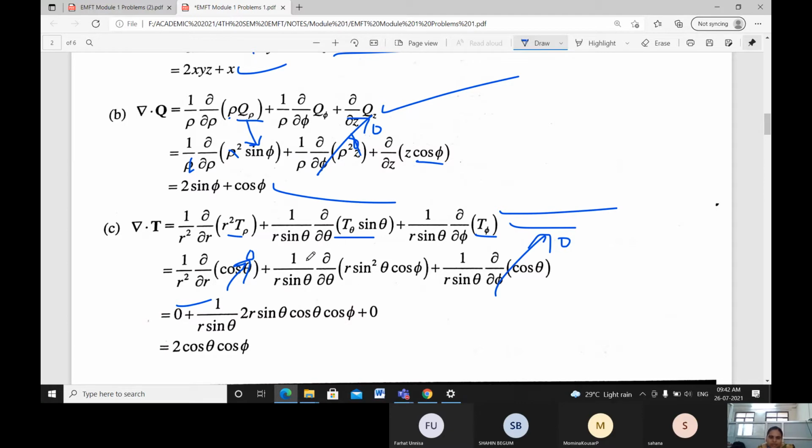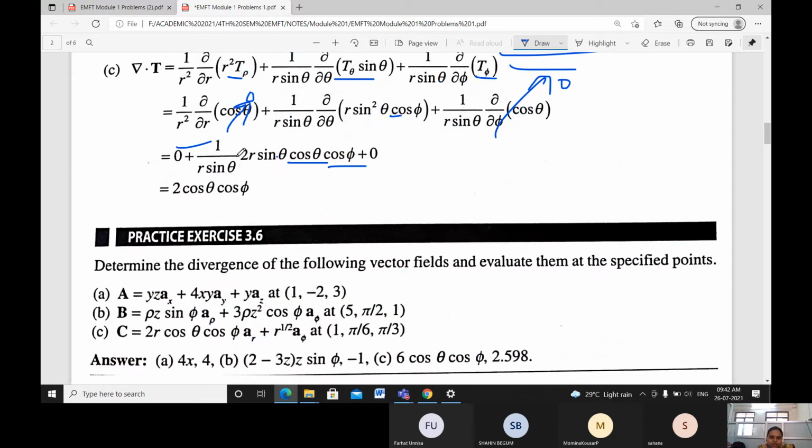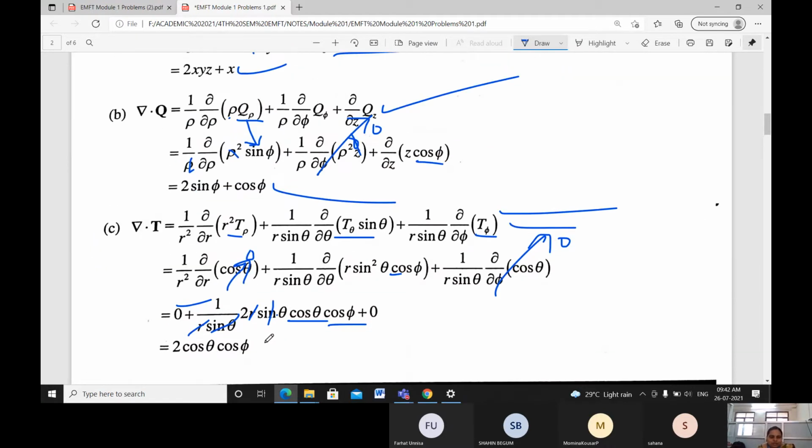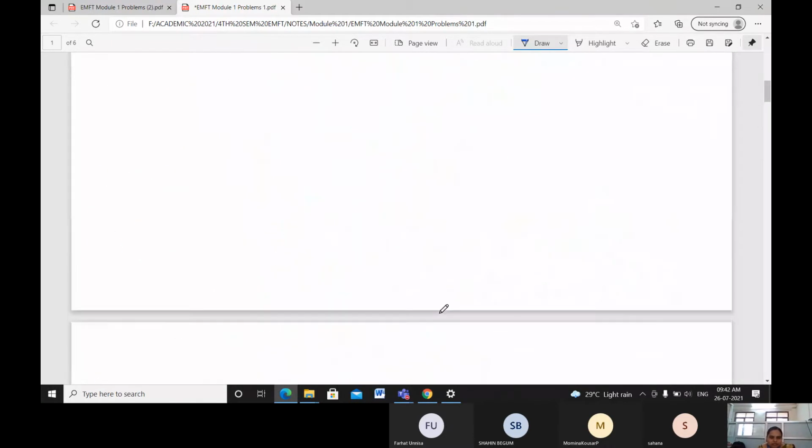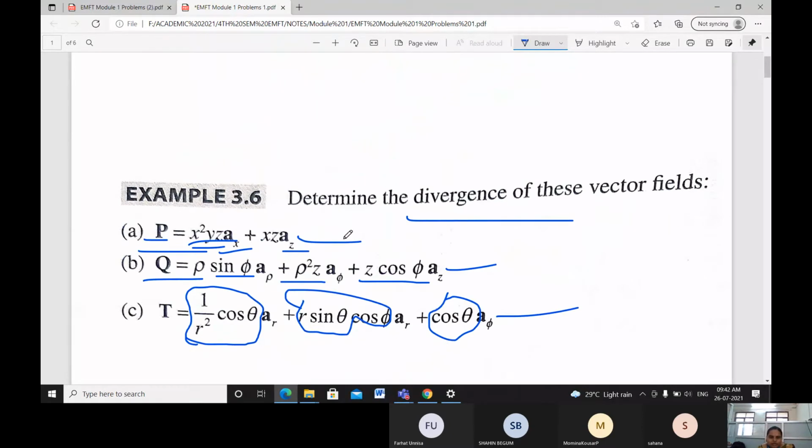The remaining term, go for differentiation, you will be getting 1 by r sin theta as it is. Differentiation with respect to theta of 2 r sin theta: sin theta differentiation is cos theta, then cos pi as it is. Then sin theta cancels, r also cancels, and you will be getting 2 cos theta cos pi. This is the equation you will be getting. This is for divergence of the vector.